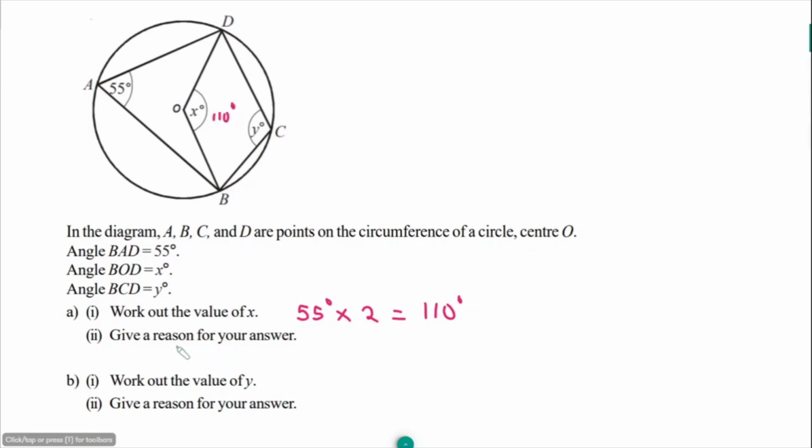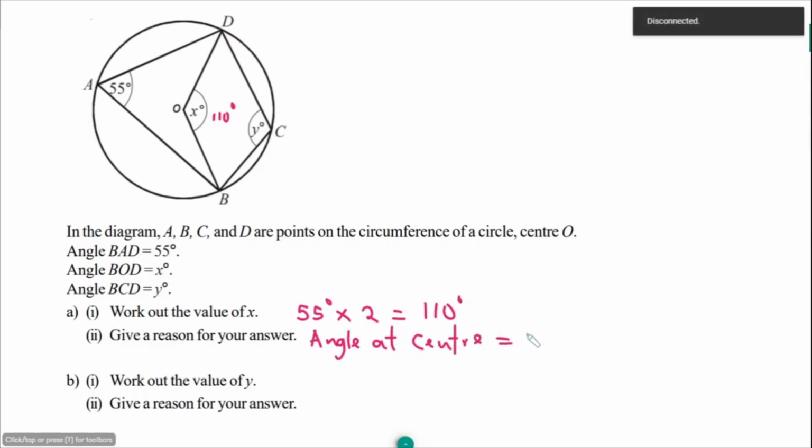Now, we are asked to give a reason for your answer. Well, the angle at the center of a circle is equal to twice the angle at the circumference. That makes it very easy. Now for question B, it says work out the angle Y.